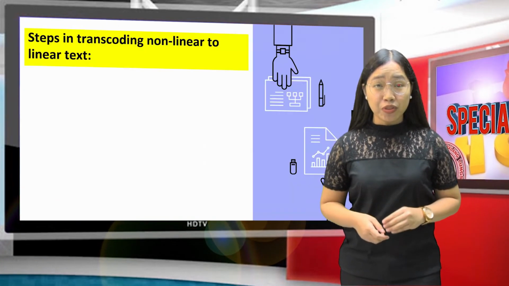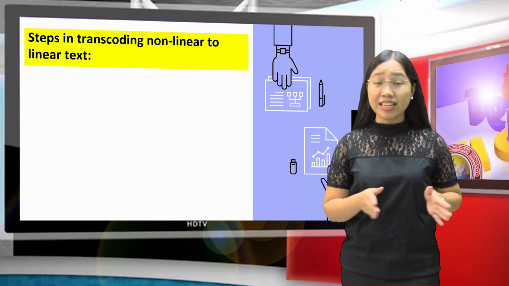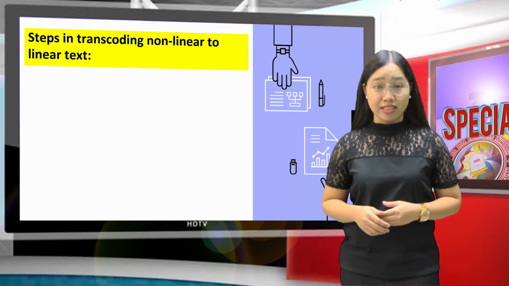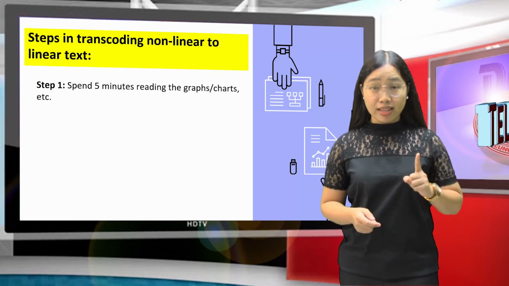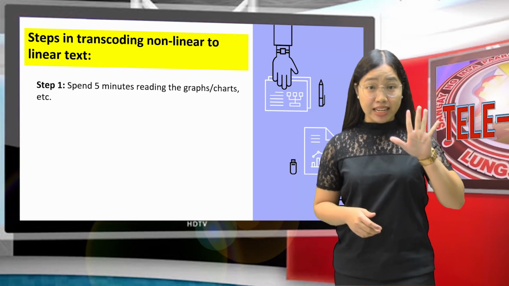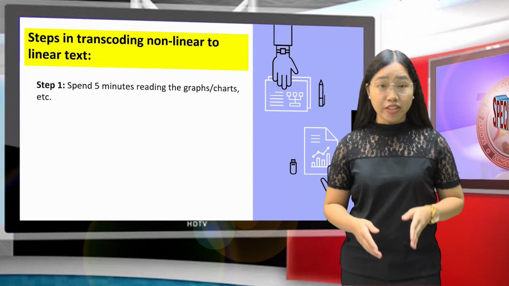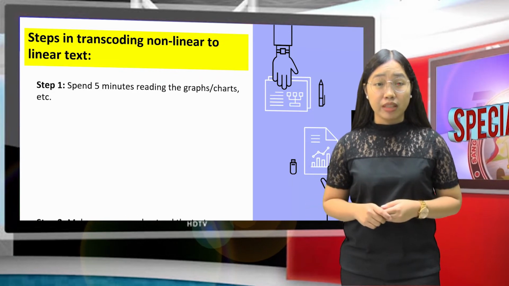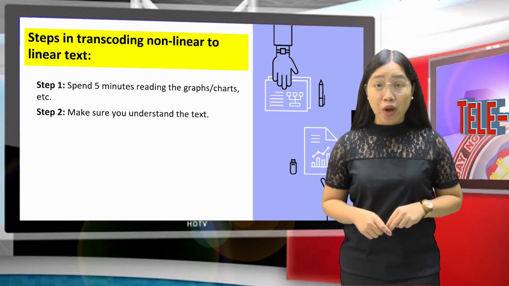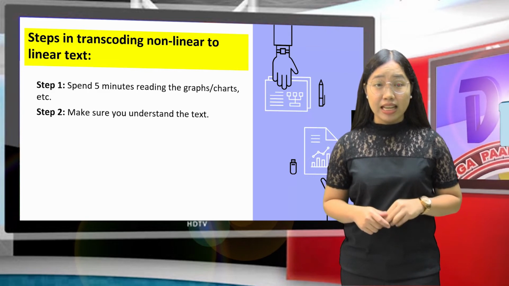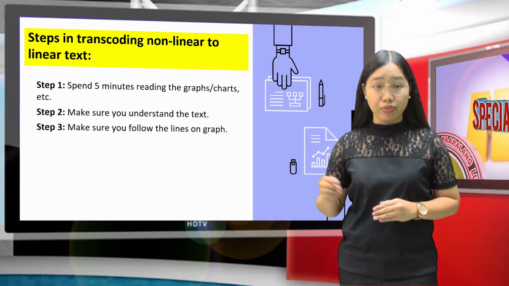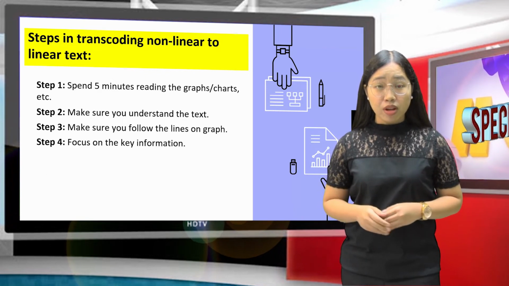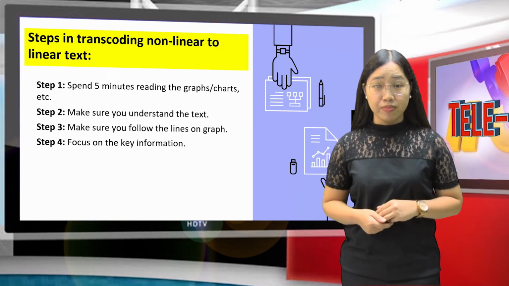Let's now proceed to transcoding information from non-linear text to linear text. Here are the steps to follow. Step 1. Spend around 5 minutes reading the graphs, charts, or other figures. Step 2. Make sure you understand the text. Step 3. Make sure you follow the lines on the graph. Step 4. Focus on the key information.